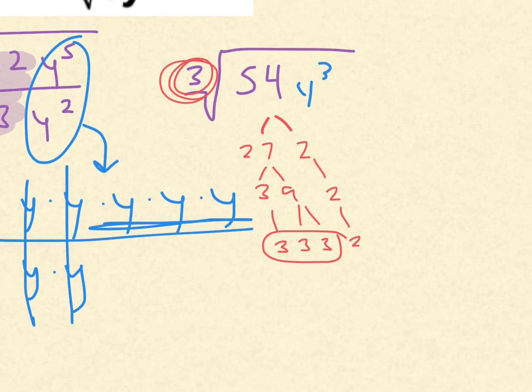So what comes to the outside? The 3. Whatever you circled comes on the outside. What stays on the inside? The 2. So we still have that cubed root of 2.